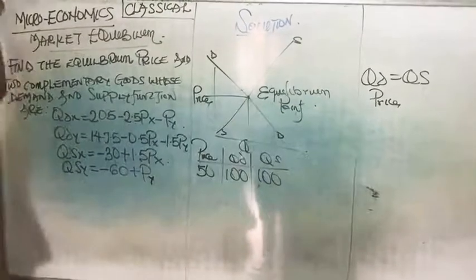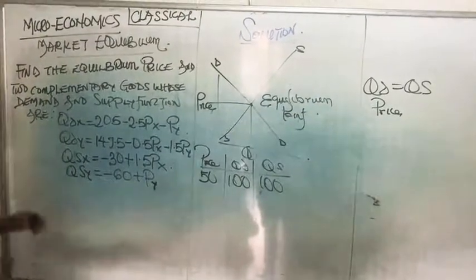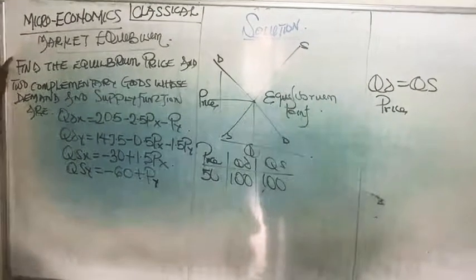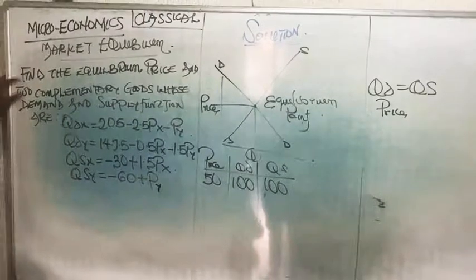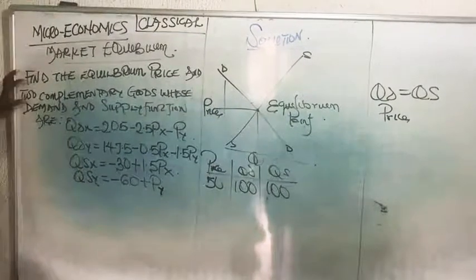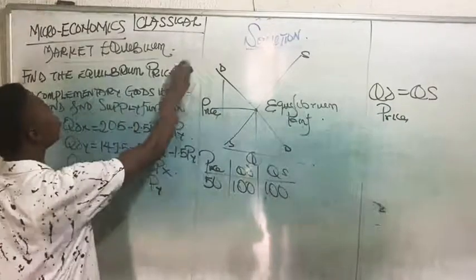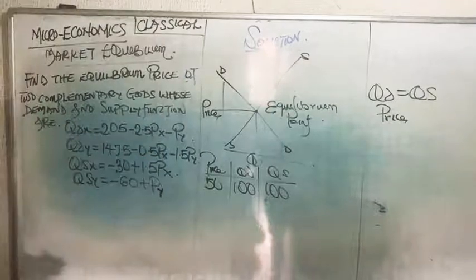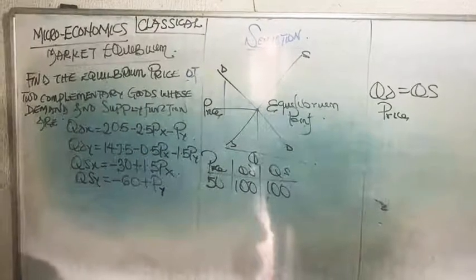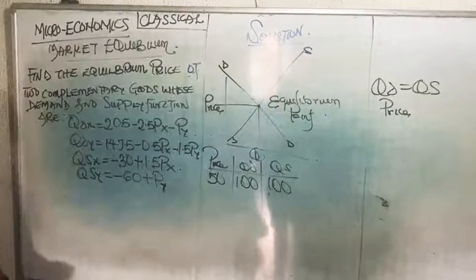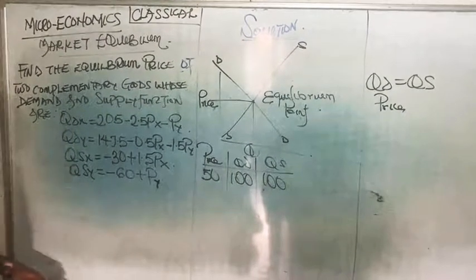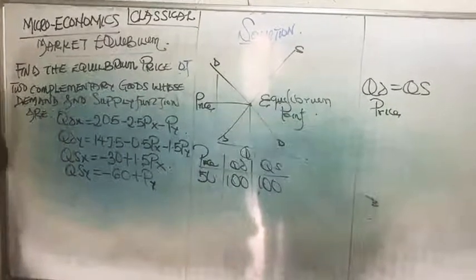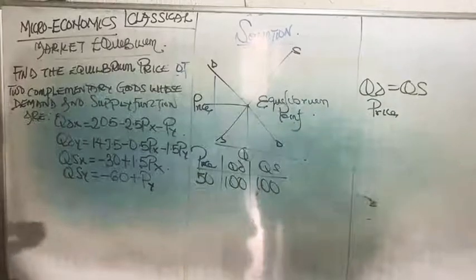Let us analyze the first question together. They said that find the equilibrium price and quantity of two complementary goods, whose demand and supply functions are given. These are the demand and supply functions, in which, from this question, we tend to solve for the price and the quantity. But there is a clause.